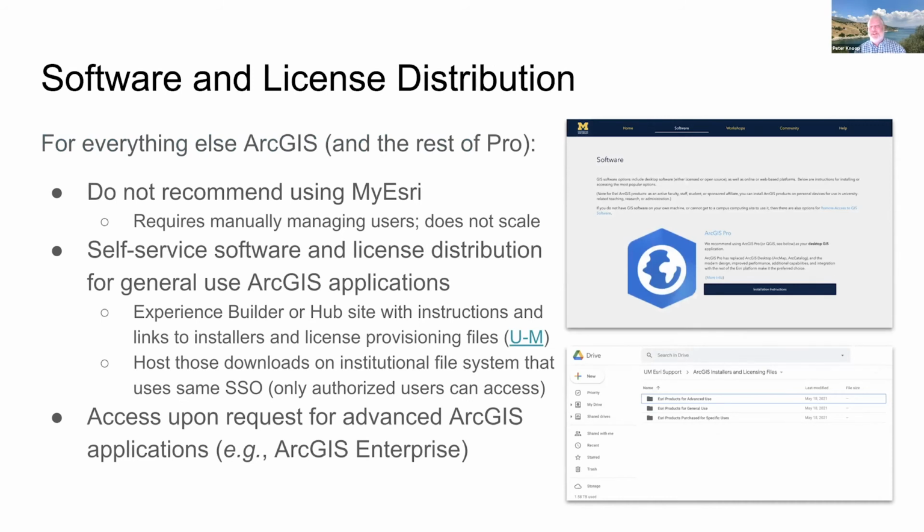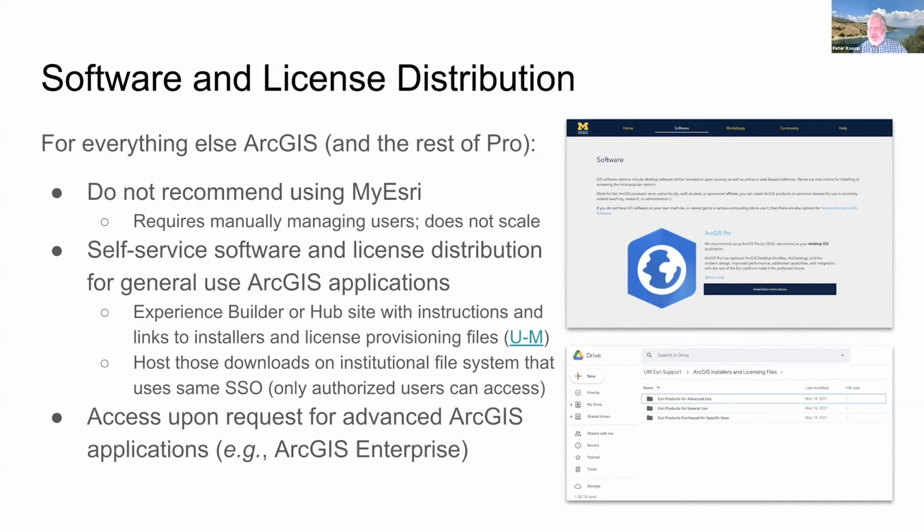Now, for everything else ArcGIS and all those other pieces of Pro that aren't included behind that download button, we don't recommend using My Esri. It requires manually managing users, and eventually you may get to 7,000 like we are. That just doesn't scale. We can't deal with that many individual things. And so instead, the best practice is to set up self-service software and licensing distribution for your general use ArcGIS applications.